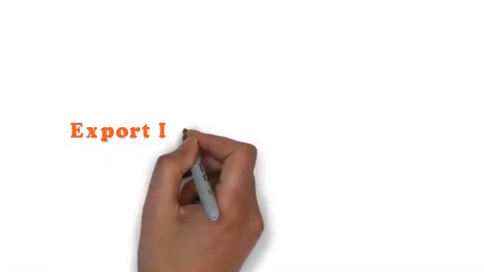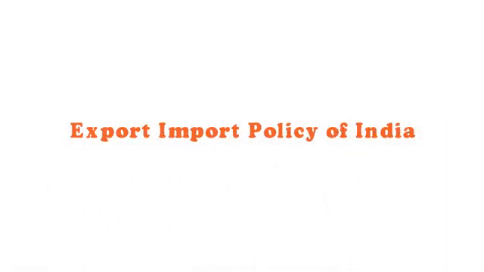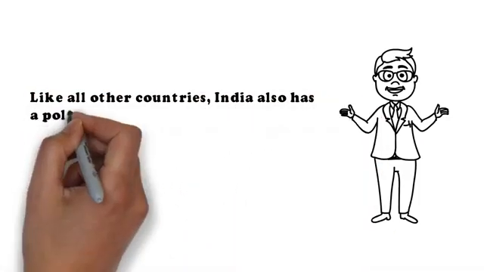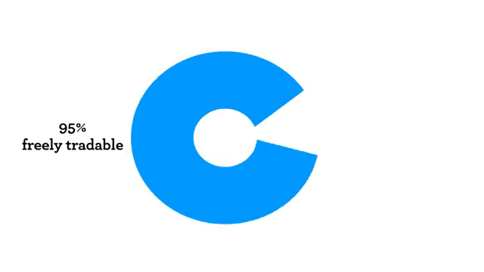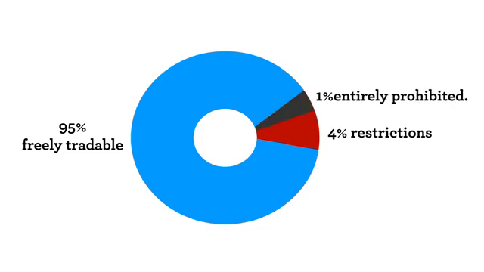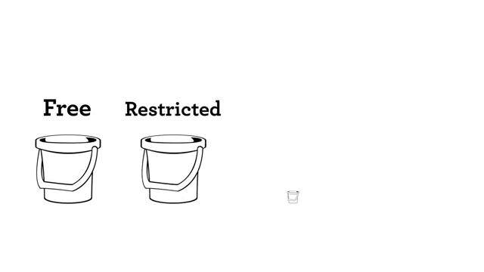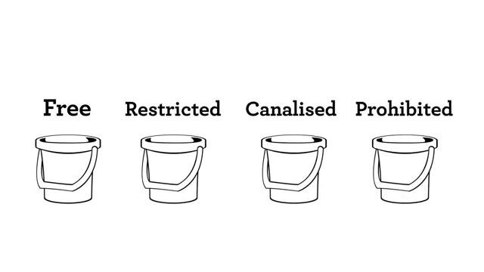Export-import policy of India. Like all other countries, India also has a policy which governs the conditions for trade of each of the goods. Over 95% of the items are freely tradable, less than 4% have certain restrictions, and some others are either canalized or entirely prohibited. Basically, a good can fall into one of the 4 buckets: free, restricted, canalized, or prohibited.